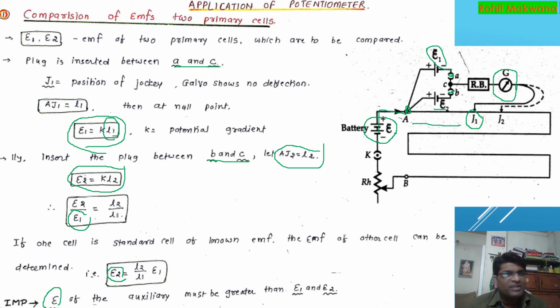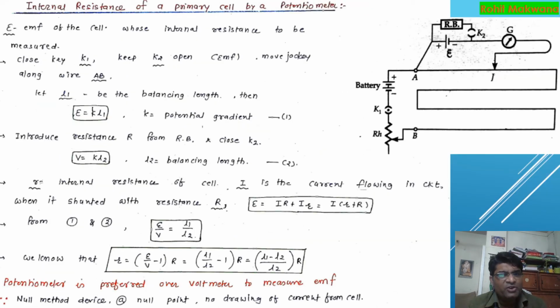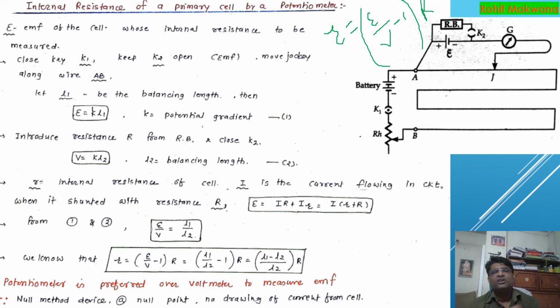Got it? Now let's go for the second application of the potentiometer. In the second application, we are measuring the internal resistance r of a primary cell by the potentiometer method, right? So what is small r? That is the internal resistance. If you remember, I told you to remember this equation: r is equal to (epsilon by V minus 1) into R. That is the equation for the unknown resistance. Okay, how shall we do it then? Well, let's go for it.